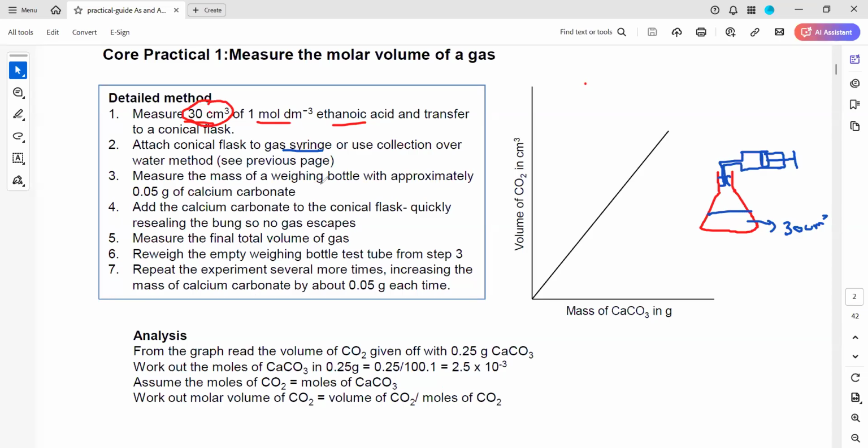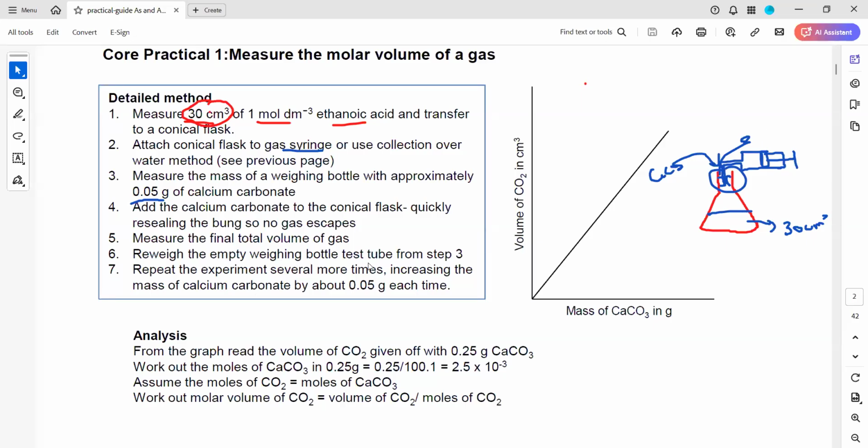the mass of a weighing bottle with approximately 0.05 g calcium carbonate, and add the calcium carbonate into the conical flask, resealing the bung so no gas escapes. So what we did, we removed this flask, added calcium carbonate, CaCO3, and then instantly placed it back again and resealed, so we don't allow the gas to escape, or minimize the gas escaping. Then measure the final volume of the gas. What is the total volume of the gas given off?